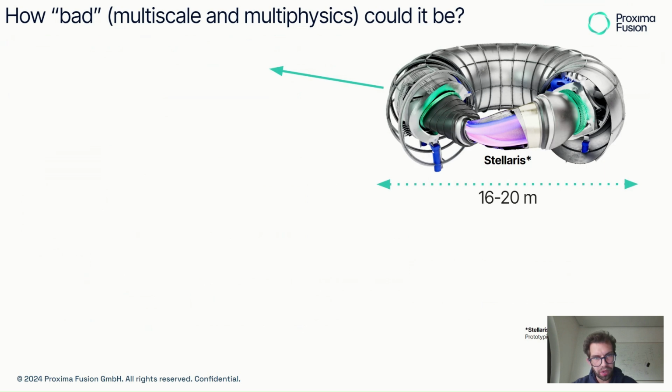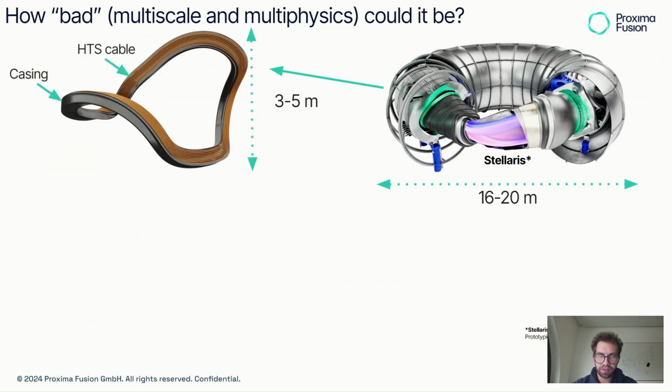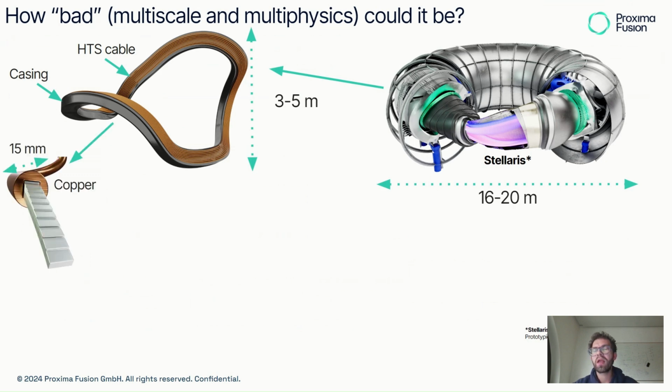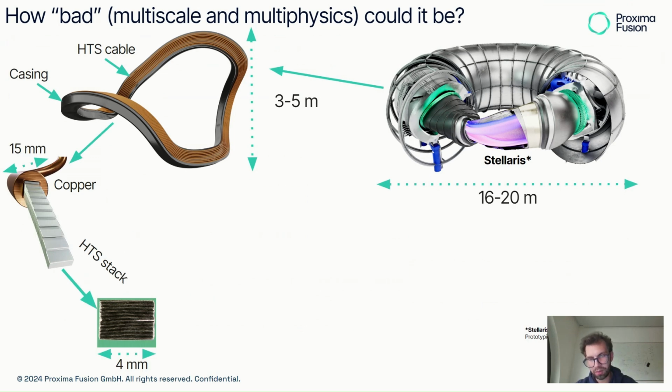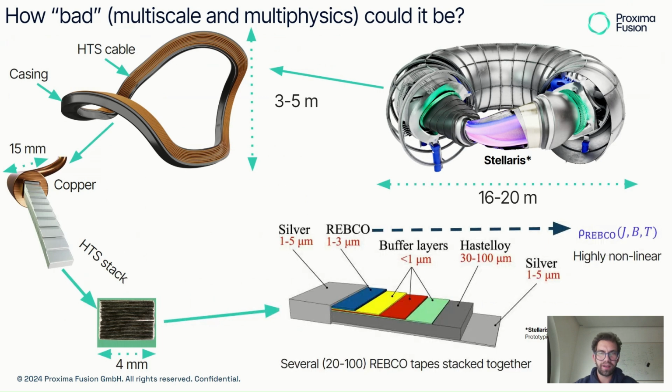So how bad could multi-scale and multiphysics be when we look at a fusion reactor like Stellaris? Let's imagine that Stellaris is something like 16 to 20 meters in diameter. Then each coil is about 3 to 5 meters. It's composed of several turns, like 200 to 300 turns of HTS conductor cable. This is what a conductor cable typically looks like. It's composed of copper and an HTS stack. The cable is around 15 to 20 millimeters. Then there is the HTS stack, 4 millimeters, and then we go down into the stack.